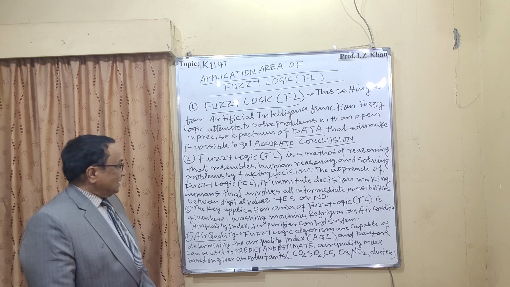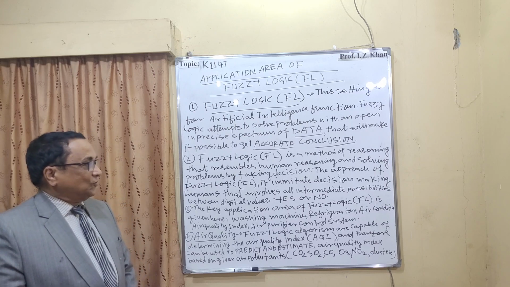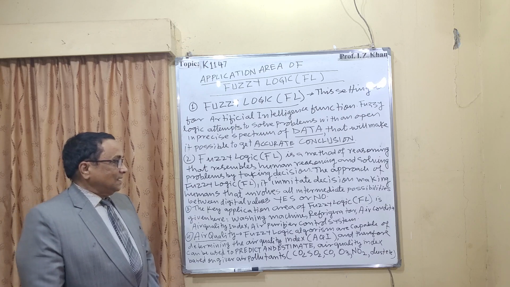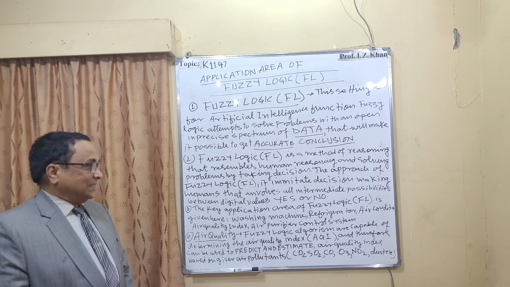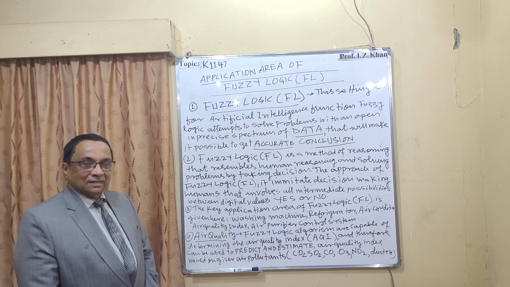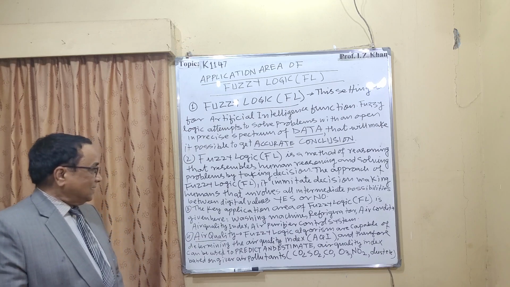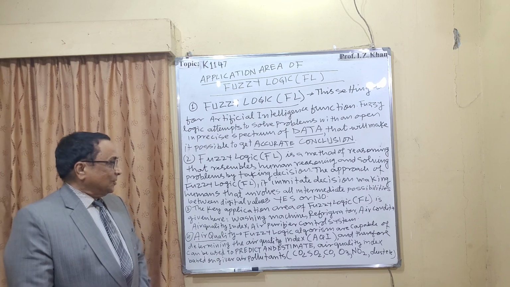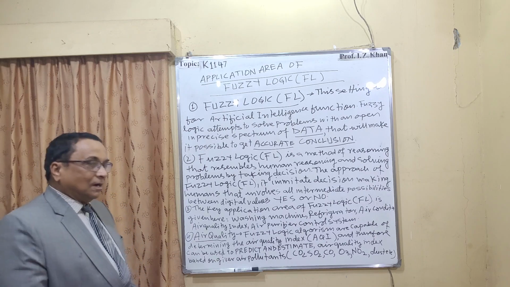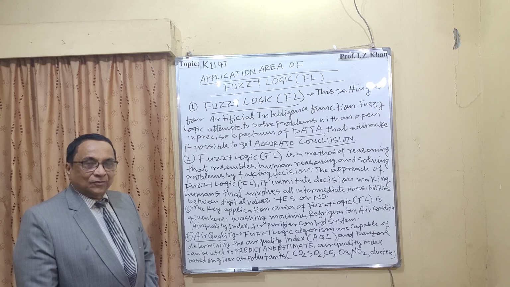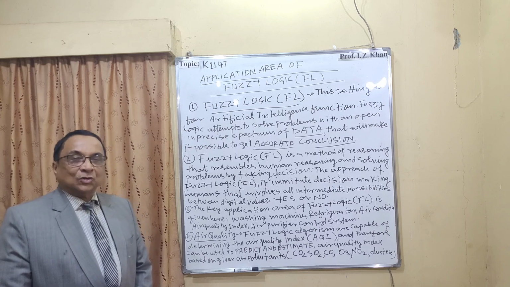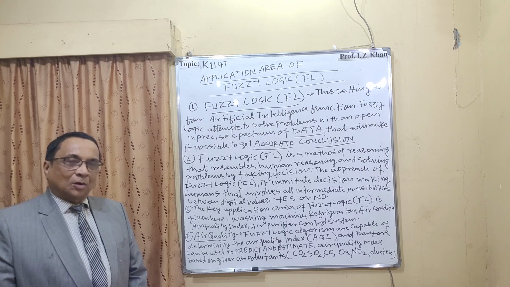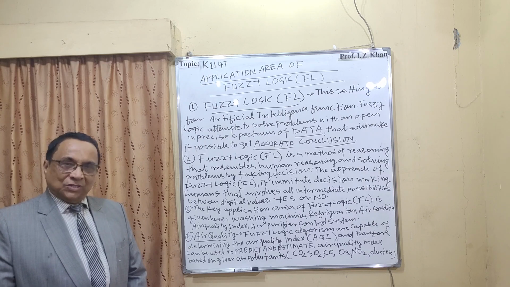Number three, the key application areas of fuzzy logic are given here. That is washing machine, refrigerator, air conditioner, then air quality index, air purifier control system, fuzzy logic sensors, controlling humidity. A lot of functions are there to solve the problem with fuzzy logic.